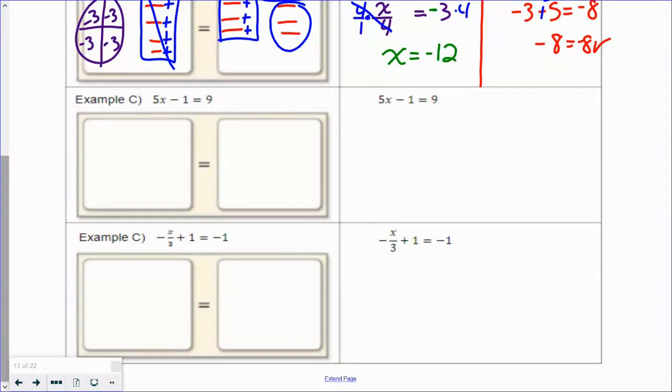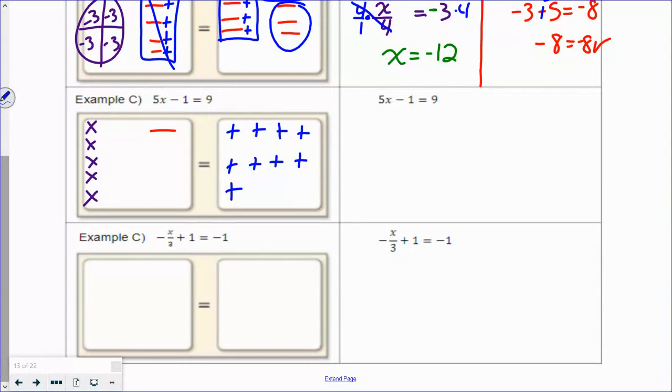All right, example C. I have 5 x's this time. Well, now we're switching it up to the multiplication. 1, 2, 3, 4, 5. And I have a negative here, and then 9 positive. 1, 2, 3, 4, 5, 6, 7, 8, 9.